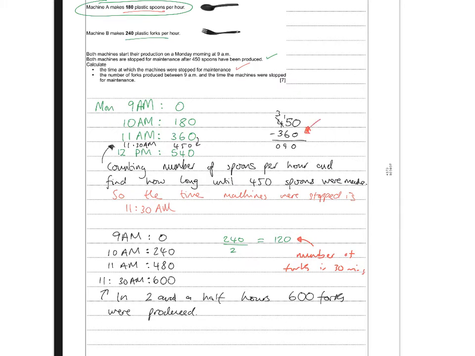And again, maybe I've missed out this thing here, so I'll just go and explain what it is. And that was the difference between 450 spoons made and 360 spoons, I was going to say made in total there, sorry, and 360 spoons made in 2 hours.